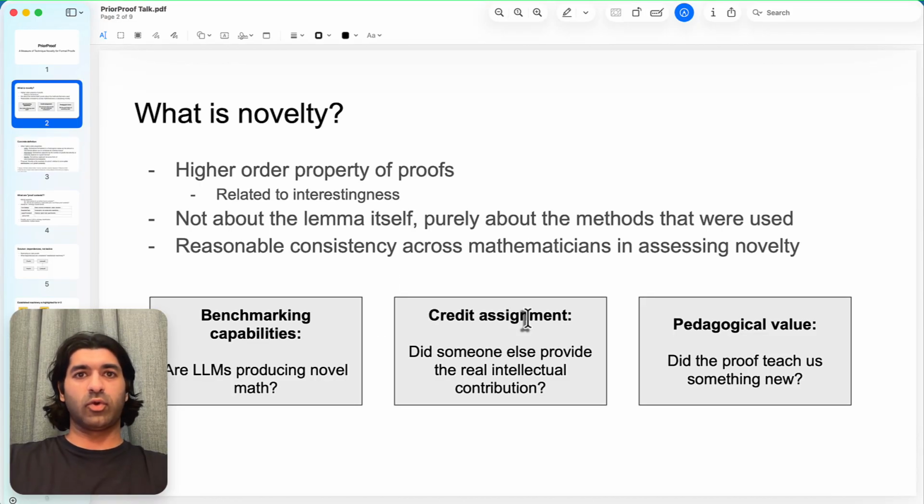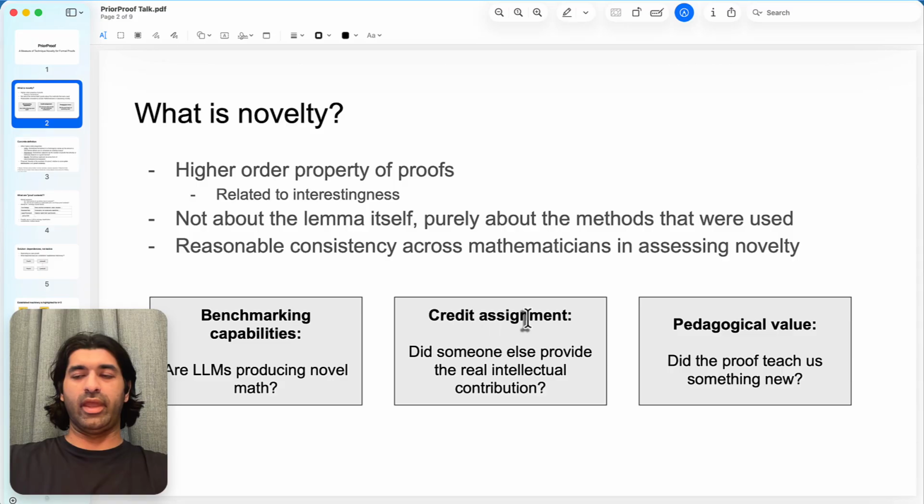But novelty is more than just that. It's a higher order property of proofs. It's kind of like interestingness. There are other higher order properties, which I'll get into. But what's special about novelty is that it's not about just the statement itself. There are some properties like utility or usefulness. You can assess the usefulness of a statement just assuming it's true. There's a bunch of formal definitions to do that. But for novelty, you need to know what the proof actually was.